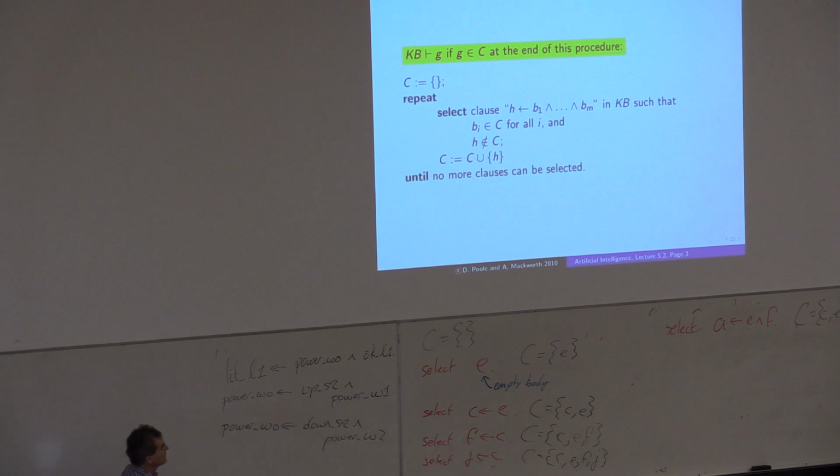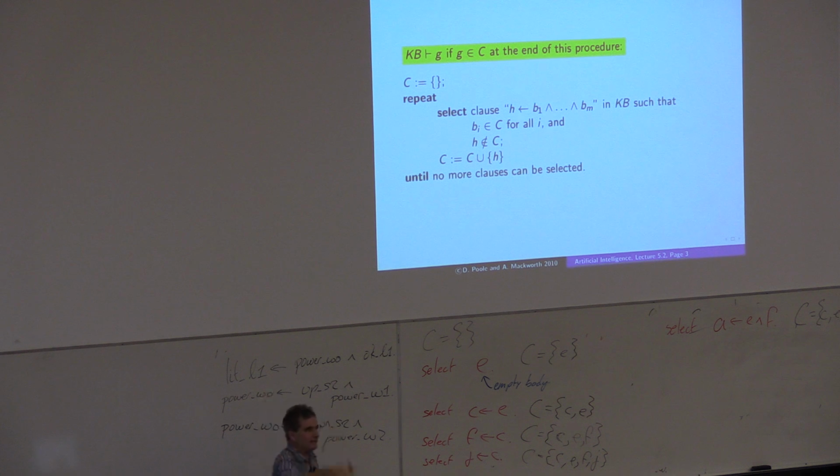So what we want to prove is that if we can prove G, then it must logically follow. And so we're going to assume that there's some G so that we can prove G and G doesn't logically follow. That's what we're going to try and get a contradiction from. If that's true, then there must be a first element added to C that isn't true in every model.